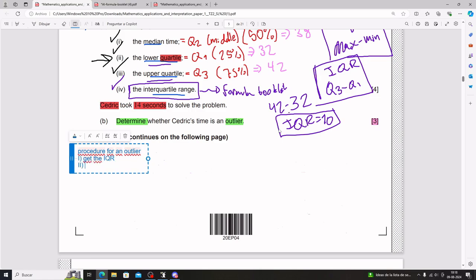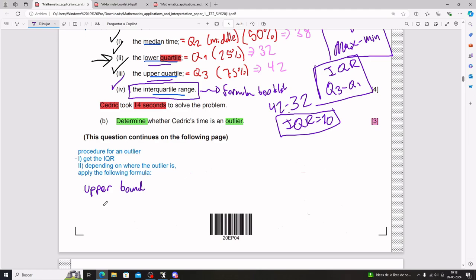Secondly, we need to, depending on where the outlier is, apply the following formula. See? And the formula is extremely specific. See? You have an upper bound and a lower bound. Okay?